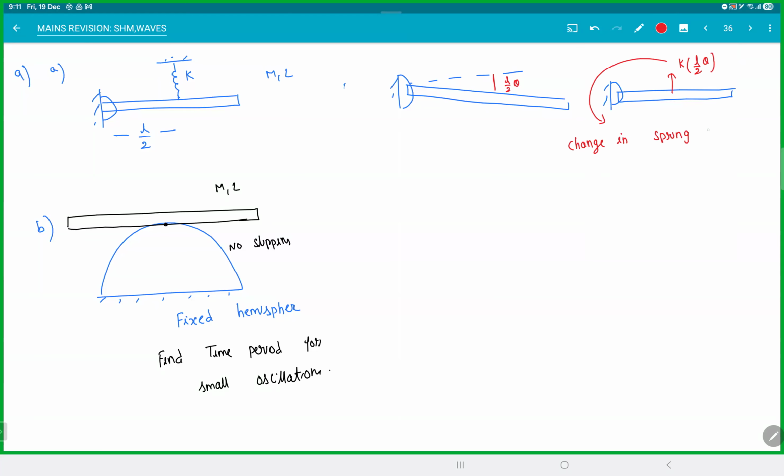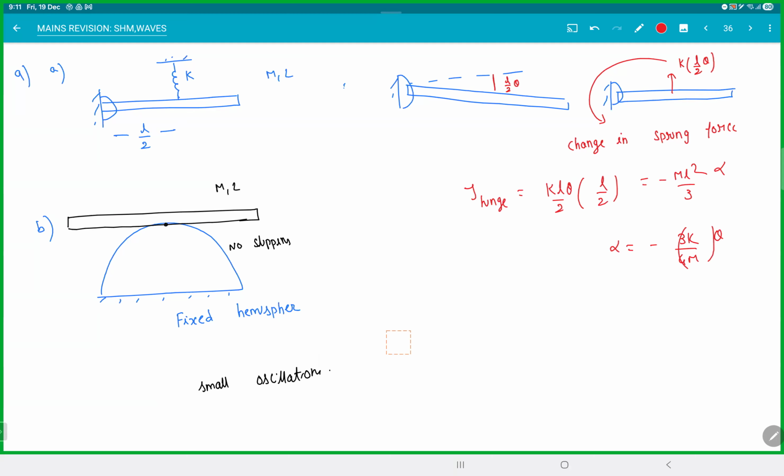So initially the spring had actually some elongation. Spring is not at natural length. The Mg torque is balanced by the spring. We don't care about that. So now the torque will be K L by 2 theta into L by 2. There is a torque about the hinge, must be equal to minus ml square by 3 alpha. We get alpha is equal to minus 3k by 4m theta. That's your omega square. You're done.